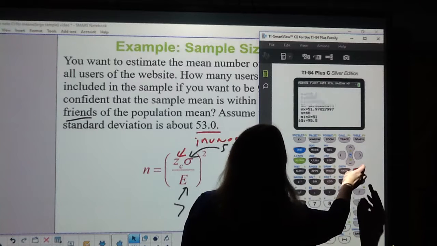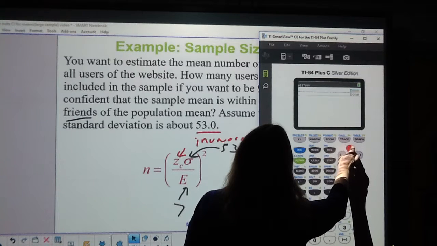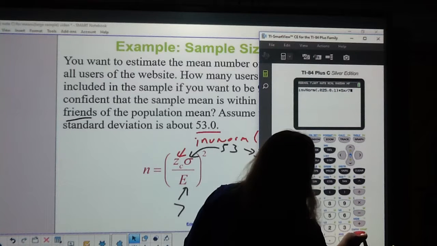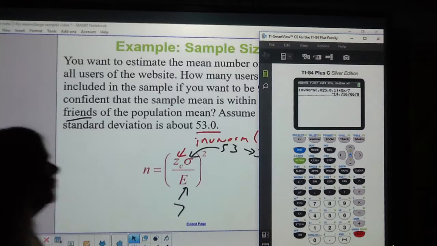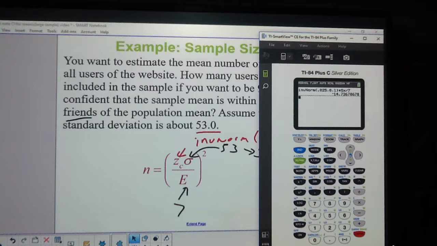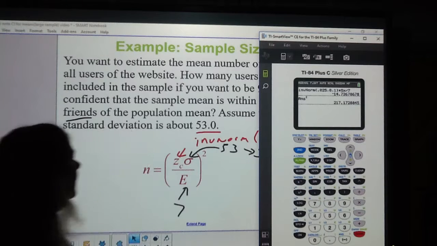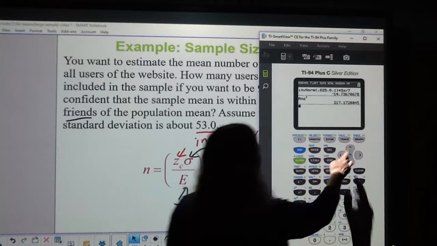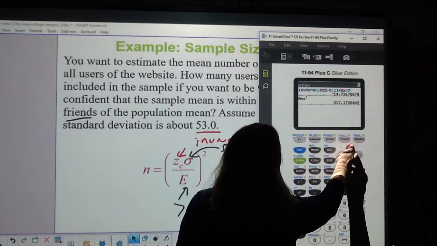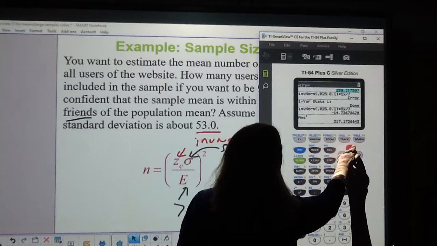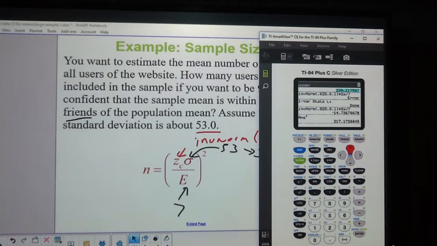Let's try it again. Inverse norm times, it should work. Let's see if it's going to work this time. If not, type it in. Oh, there it worked. I don't know why it didn't work the other time. So there's that, and now let's square it. Okay? So there's at 217. When I did this one, I typed it, the 53, it was 220, okay? So you might get a little different answer if you type in your own, okay?